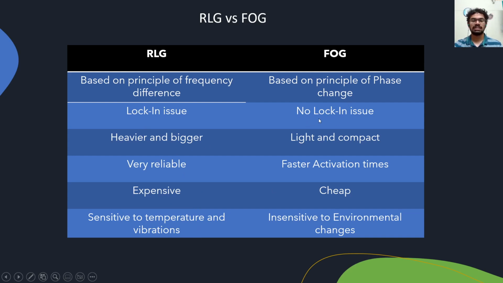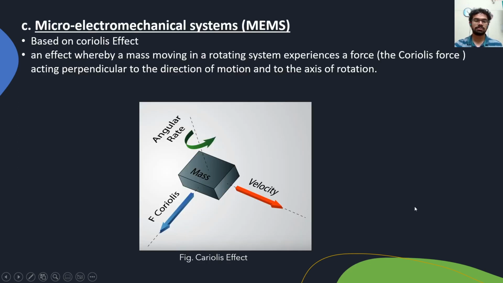Whereas FOG doesn't have many issues, it doesn't have a lock-in issue, it is light and compact, it is cheap, and it is insensitive to environmental changes. But RLG is superior to FOG in one aspect, which is the error. RLG doesn't have a very huge error. It's just 0.001 degree per hour, whereas it is 0.01 degree per hour in FOG. Even though both the errors are small, for an accurate system, RLG is more preferred than FOG. But for many systems, FOG is generally useful as it's cheap and compact.